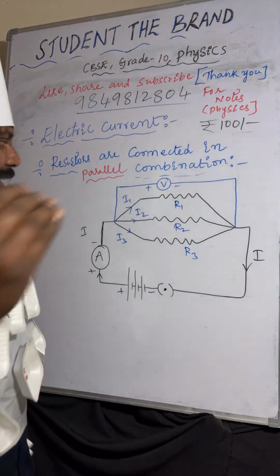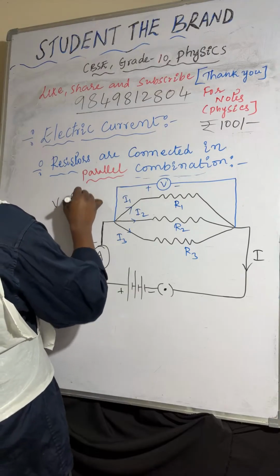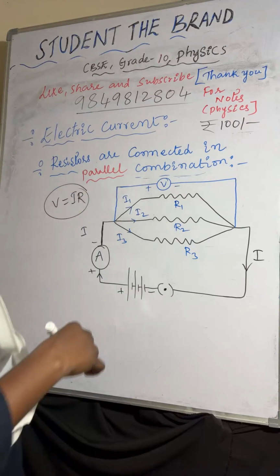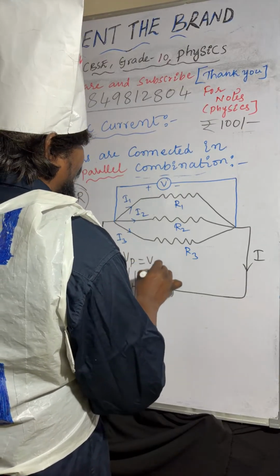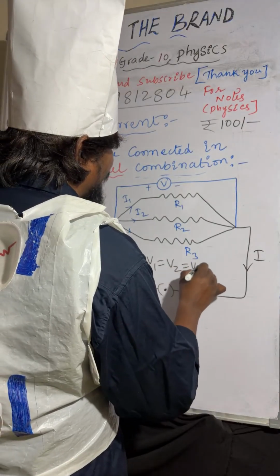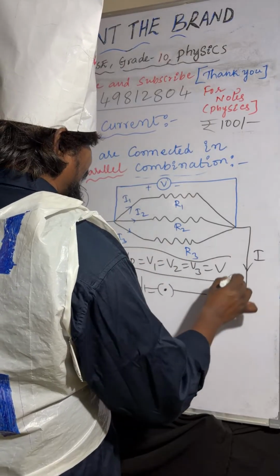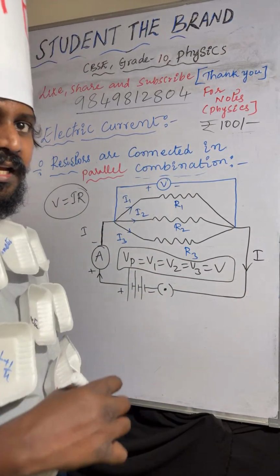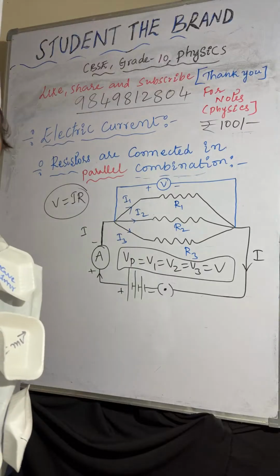Here from Ohm's law, V equal to IR. So we can take Vp equal to V1 equal to V2 equal to V3 equal to V. Understood or not? I hope it is very clear.